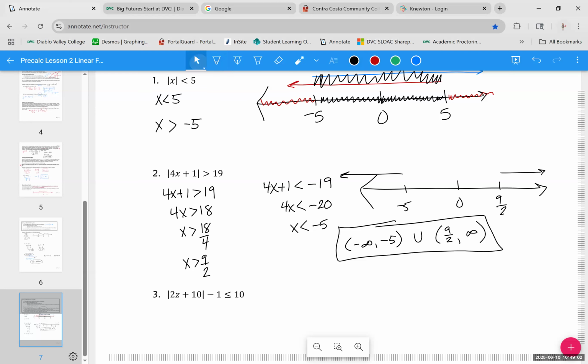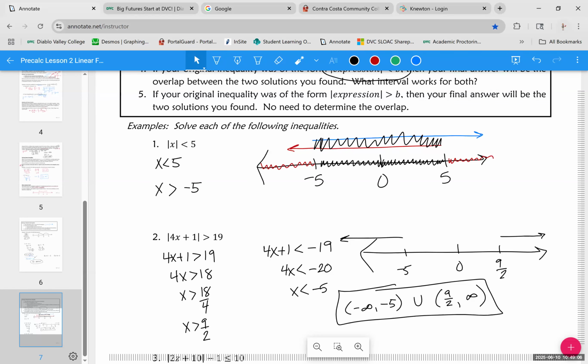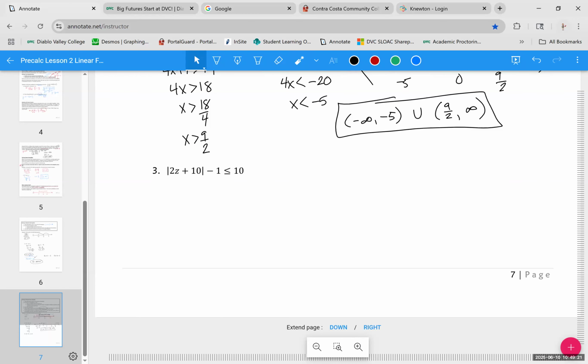How did I know I was going to include both? Because my original inequality was the absolute value is greater than a number. Absolute value greater than a number. Okay. So go ahead and pause your video. You got one more problem to try. Go ahead and pause and give it a go.